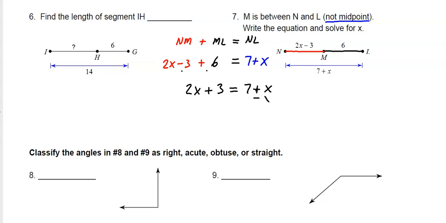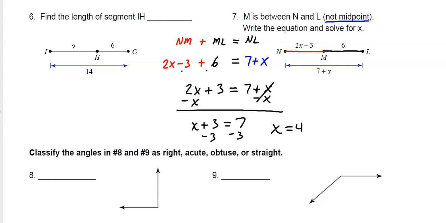Now I have to just get all my x's to one side, get all my numbers to the other. So I think I'm going to subtract this x and subtract that x. And I'll end up with x plus 3 equals 7. And then to get rid of the plus 3, I minus 3, and I get x equals 4. Now, am I done? What did they want? Yeah, they just said solve for x.